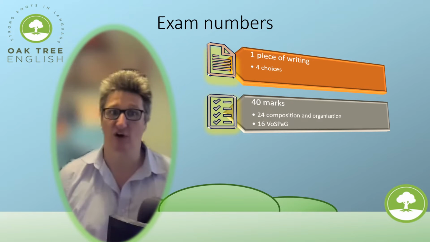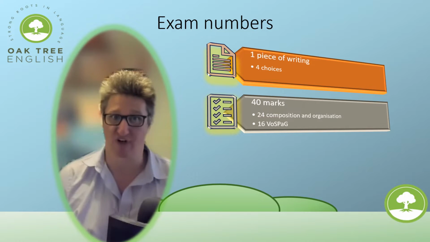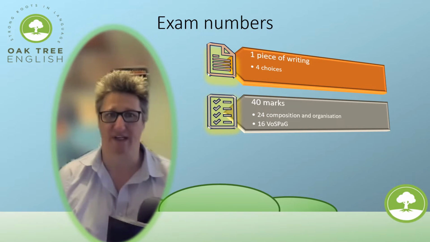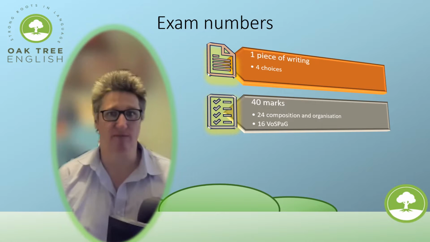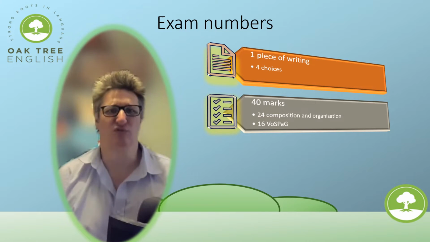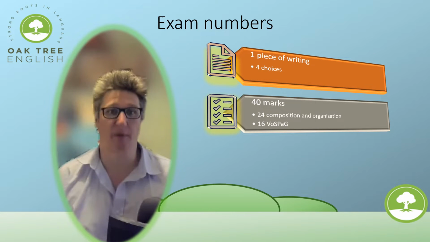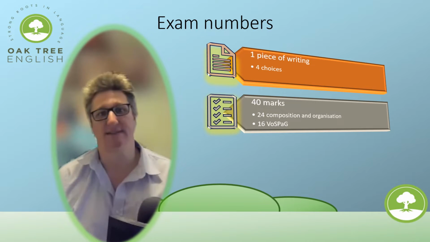And this consists of 24 marks for composition and organisation, which you get by writing an original, well-constructed and paragraphed story. The remaining 16 marks are for vocabulary, spelling, punctuation and grammar, or SPAG. And this is why you use famished rather than hungry, and include a small amount of well-punctuated reported speech.